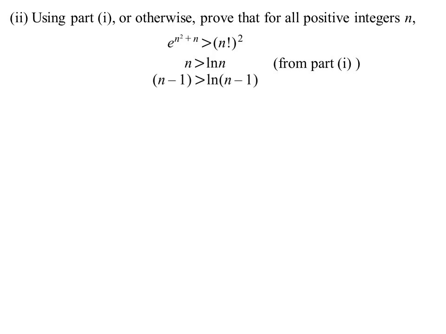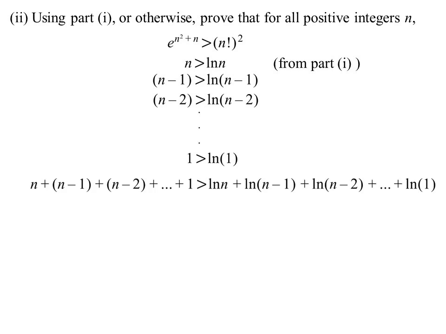But it also means that n minus 1 must be greater than the log of n minus 1. I can replace n with anything I like, as long as it's a positive number. n minus 2 must be greater than the log of n minus 2, and so on and so on and so on. I can keep going down until I get to 1. 1 must be greater than log 1. Because all of those inequality signs are running in the same direction, I can add those together, the inequality is preserved. So the left-hand side and the right-hand side, I get these two series of numbers.